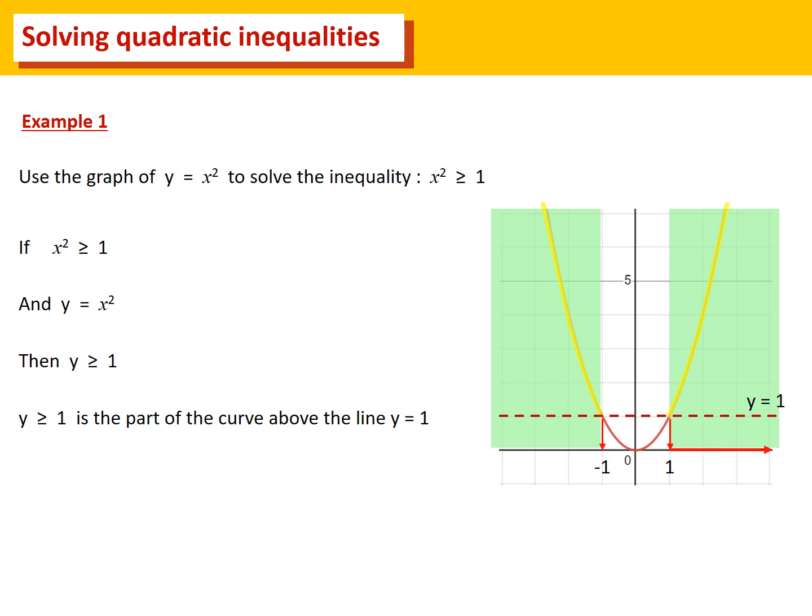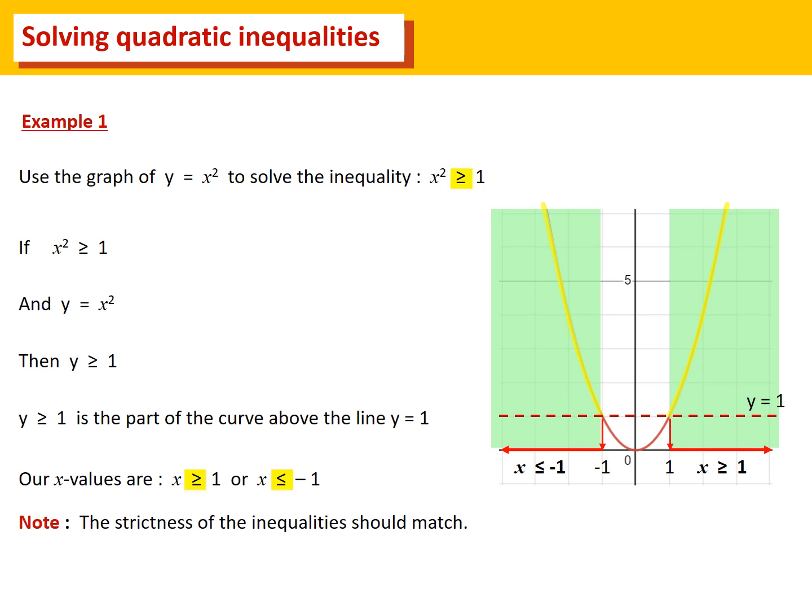So the x values we want to the right are x greater or equal to 1, and then to the left, x is less than or equal to negative 1. So those are the x values that satisfy the inequality x squared greater or equal to 1. The strictness of the inequality in our original question, this said greater or equal to, is matched by the or equal to in our answer.